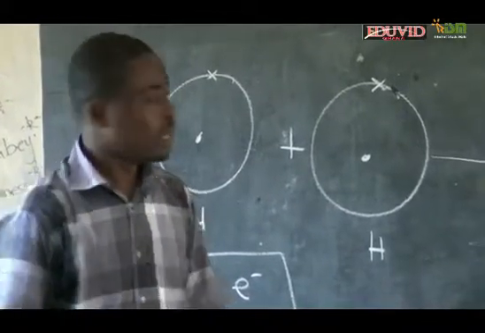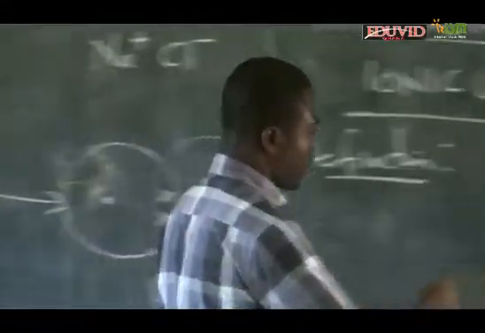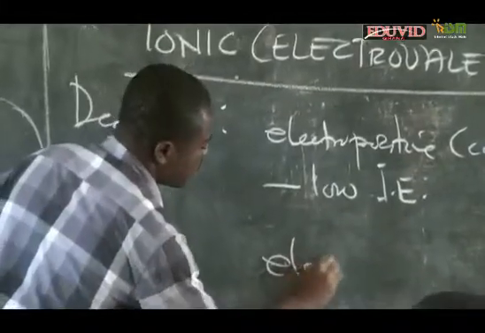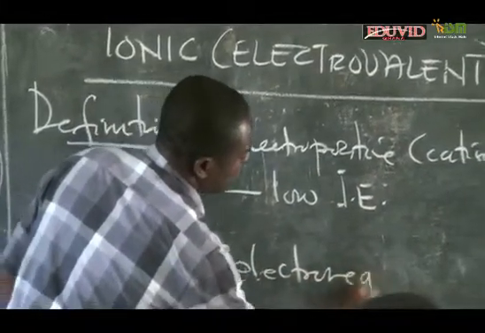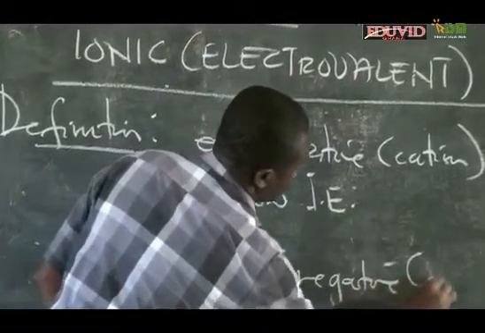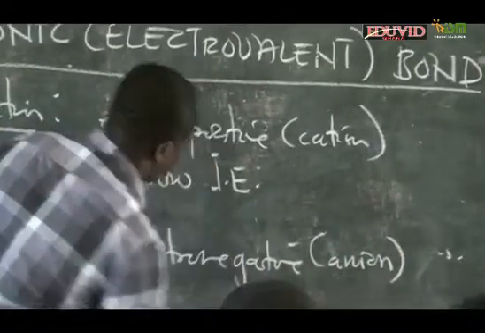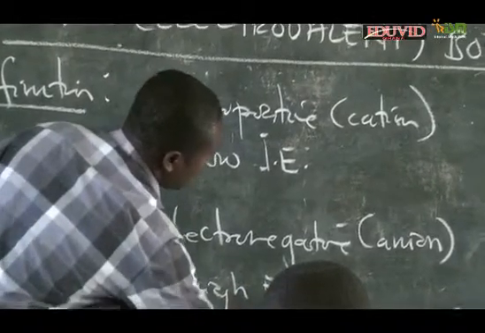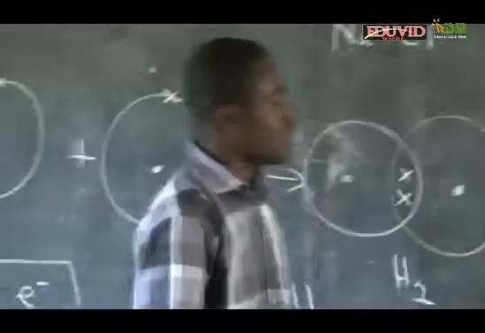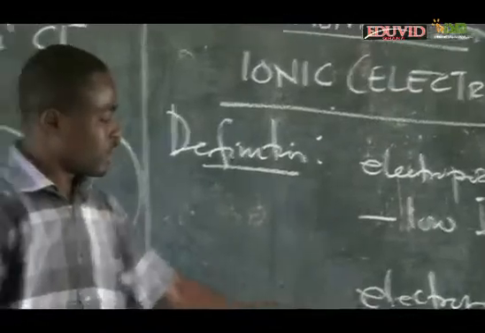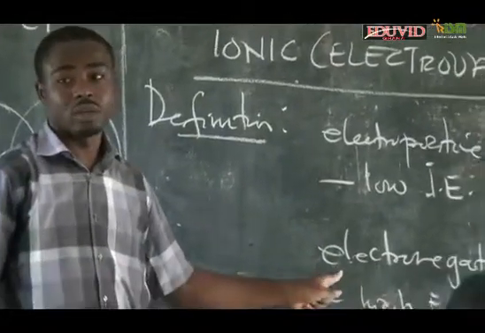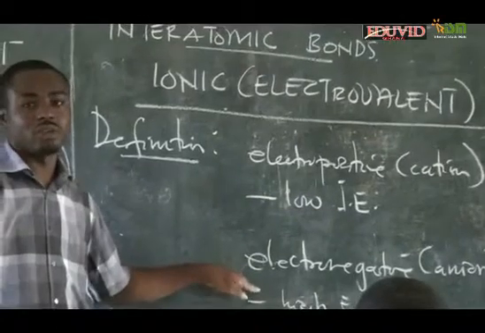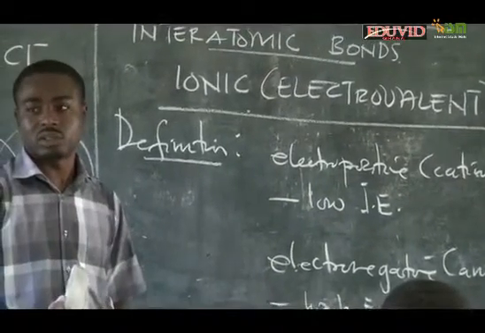And then the other species, which forms the bond with this one, the electronegative species, which is the anion, must have high electron affinity. Because if this one is supposed to lose the electron, it must be accepted by the second one. If this one loses the electron, the other must have high electron affinity to accept that electron that will be lost. Is that okay?